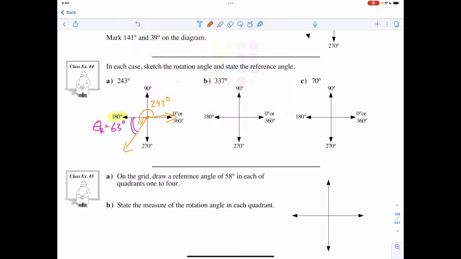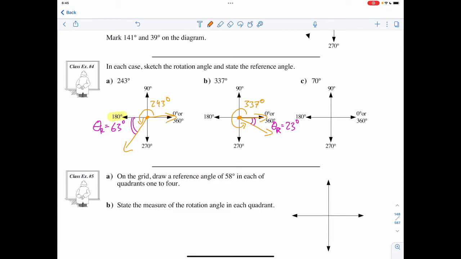When I go to my next example, at 337 degrees, it's going to end in quadrant 4 here. There's my rotation angle of 337 degrees. Here's my reference angle. And the reference angle is going to exist between 337 degrees and 360 degrees. And the distance between 337 and 360 is 23 degrees.